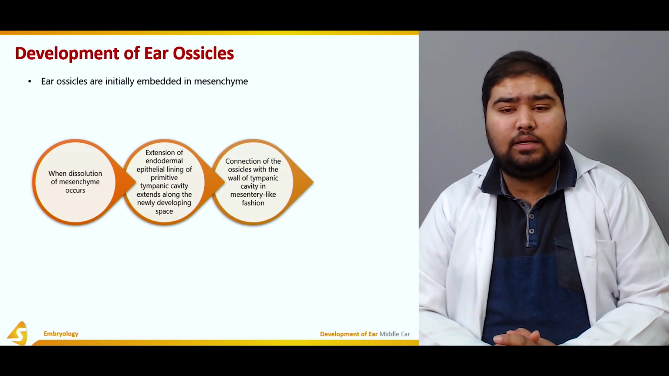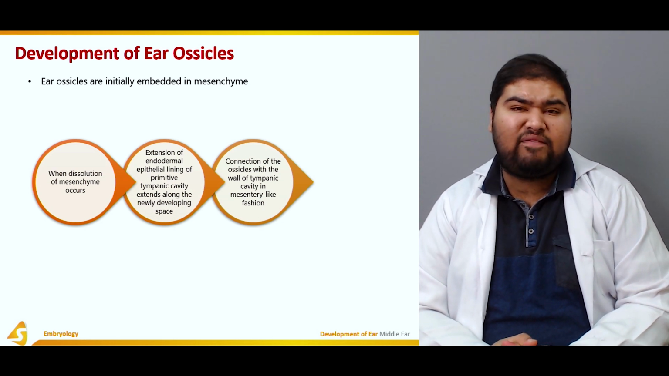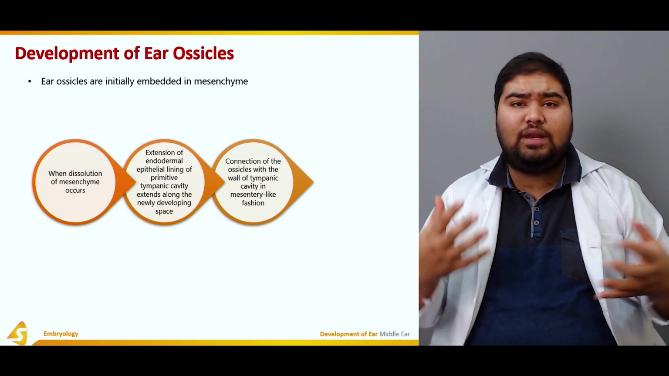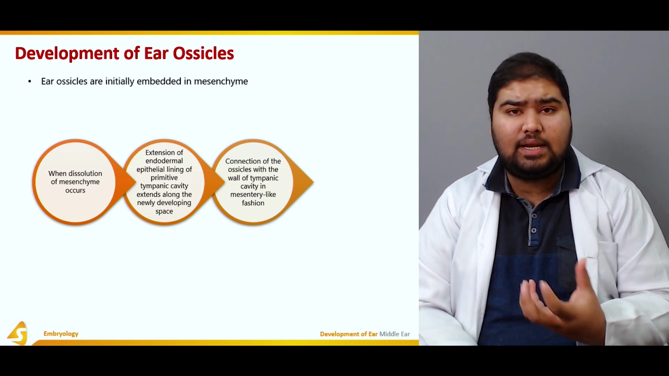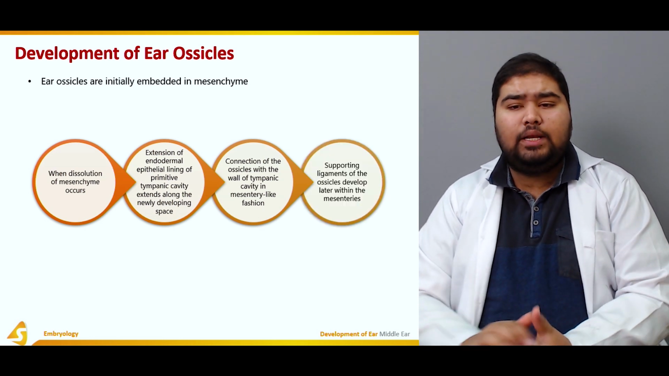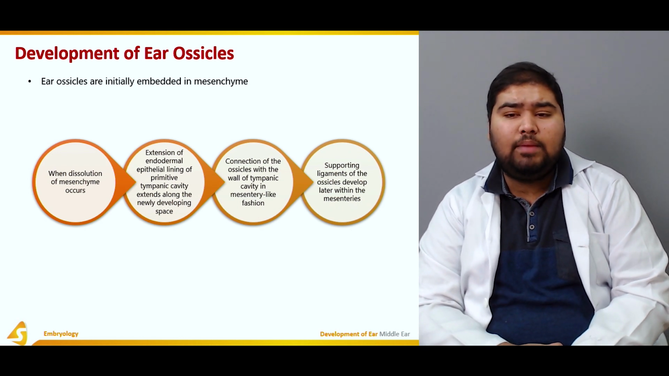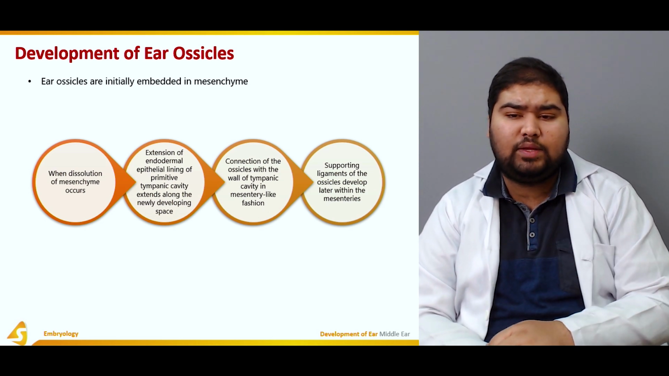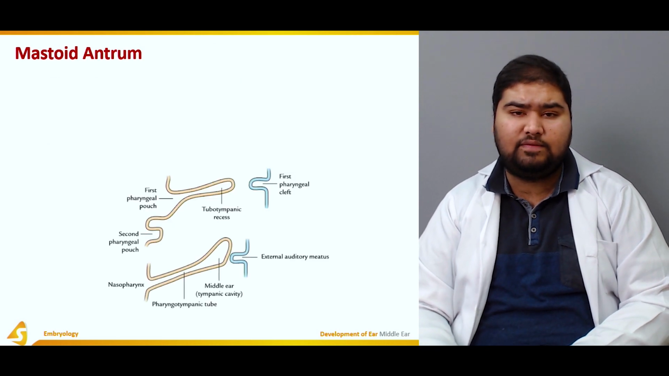Now the connection of the ossicles with the wall of the tympanic cavity in a mesentery-like fashion takes place. So there's a mesentery-like connection of this dissolving mesenchyme with the walls of the tympanic cavity. Now the supporting ligaments of the ossicles develop at this point in time. Later on the development proceeds with these supporting ligaments, and these ligaments develop within the mesenteries themselves.